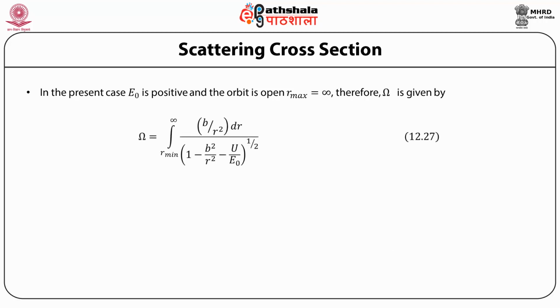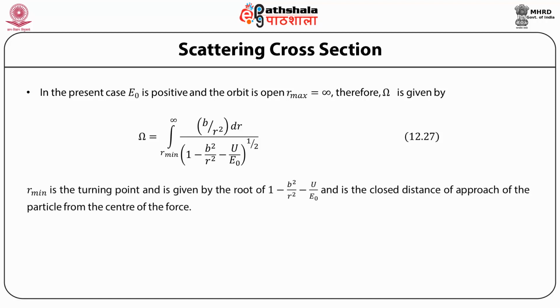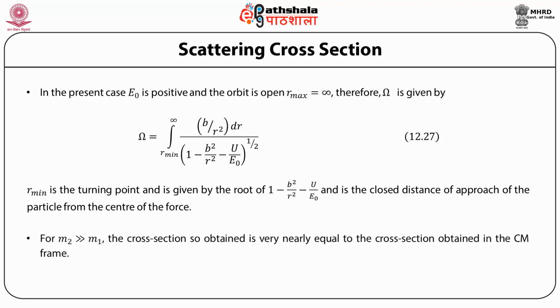Therefore, omega is given by an integral from r minimum to infinity of b by r square dr divided by under root of 1 minus b square by r square minus U by E naught. R minimum is the turning point, given by the root of 1 minus b square by r square minus U by E naught, and is the closest distance of approach of the particle from the center of force. In the case when M2 is much greater than M1, the cross-section thus obtained is very nearly equal to the cross-section obtained in the center of mass frame.